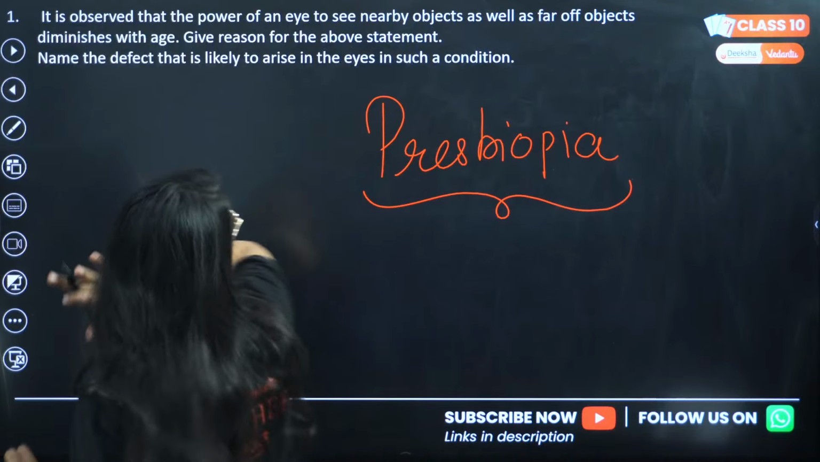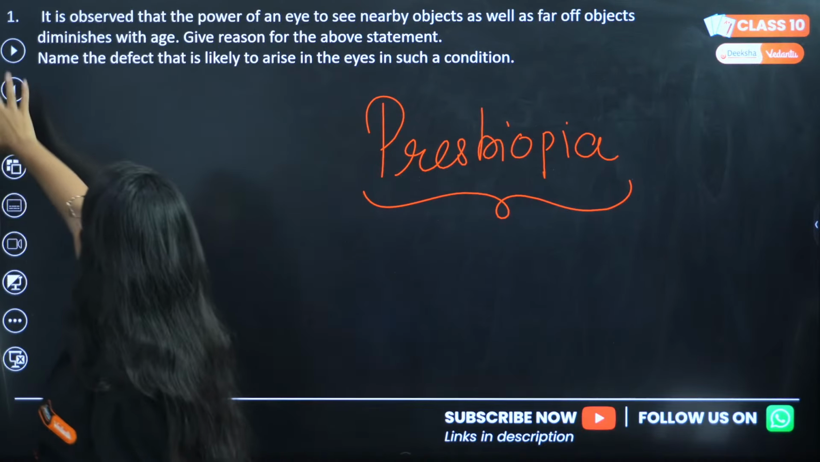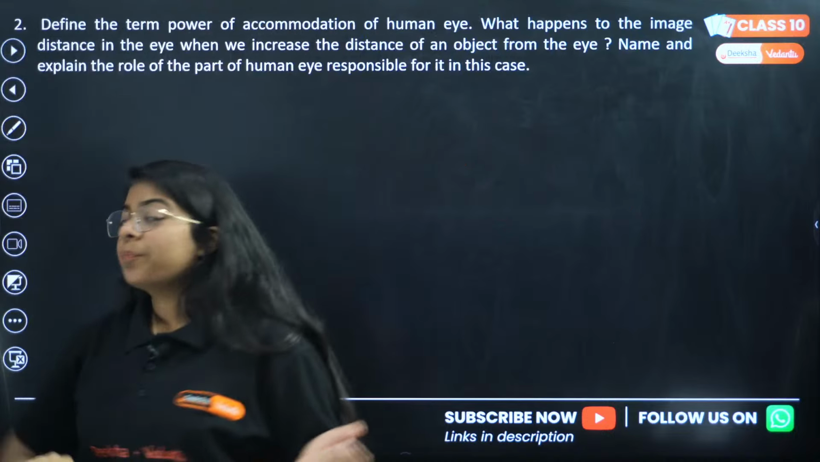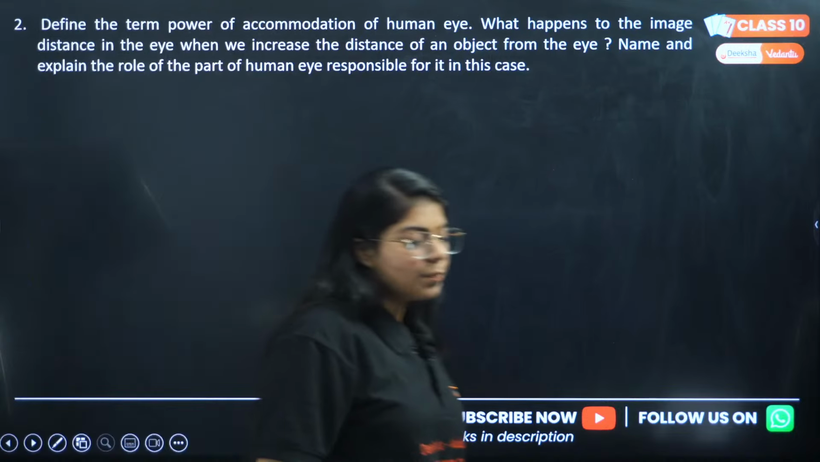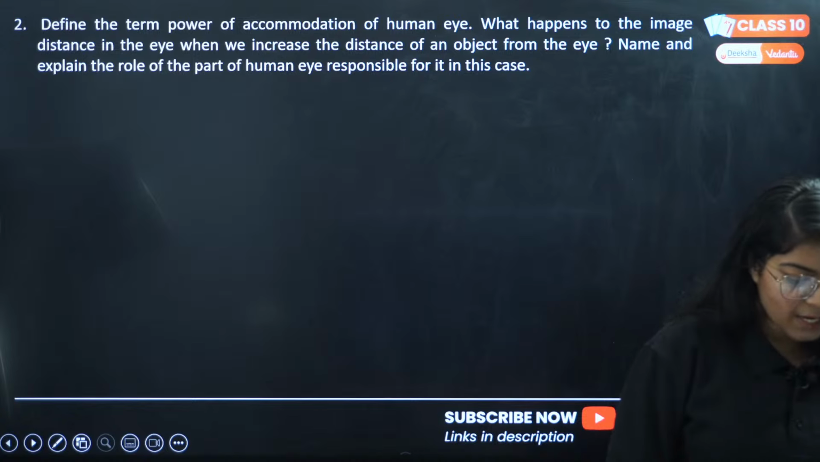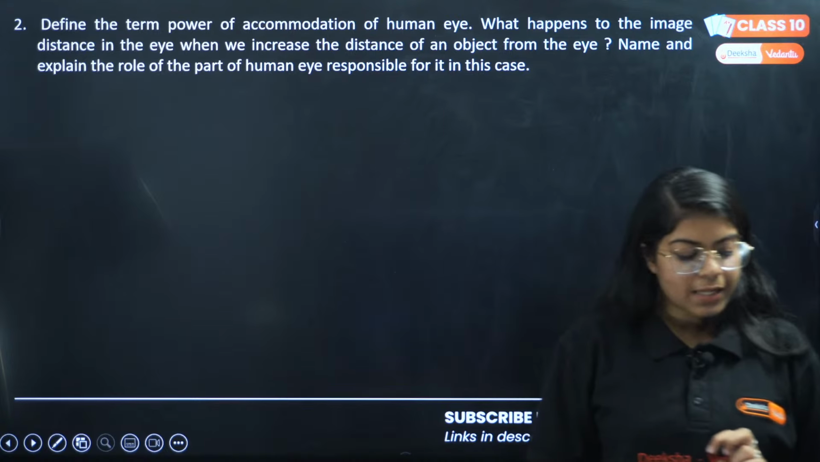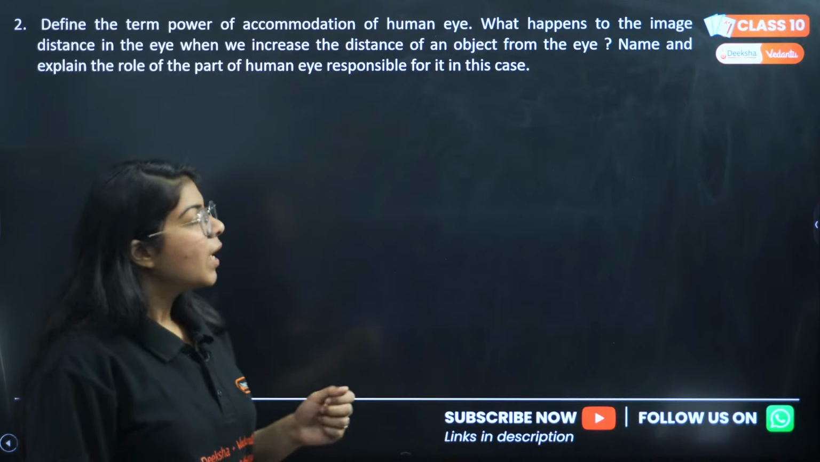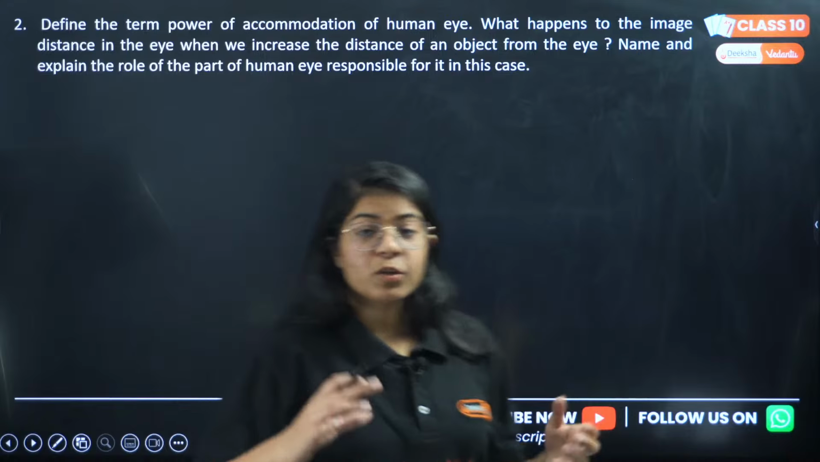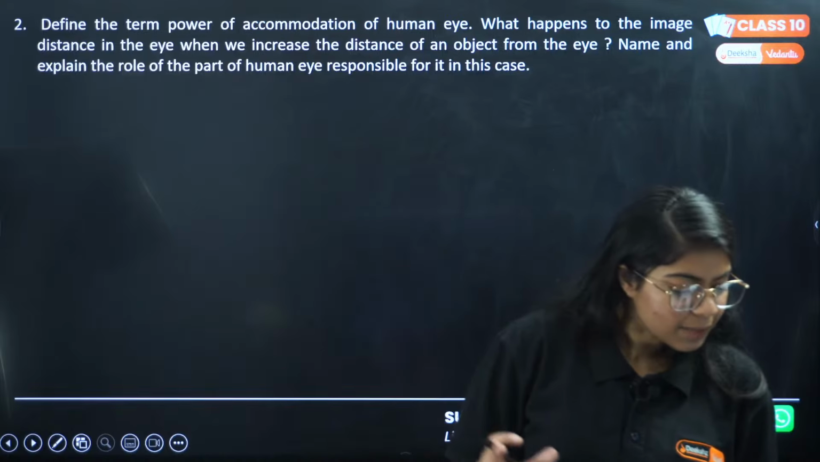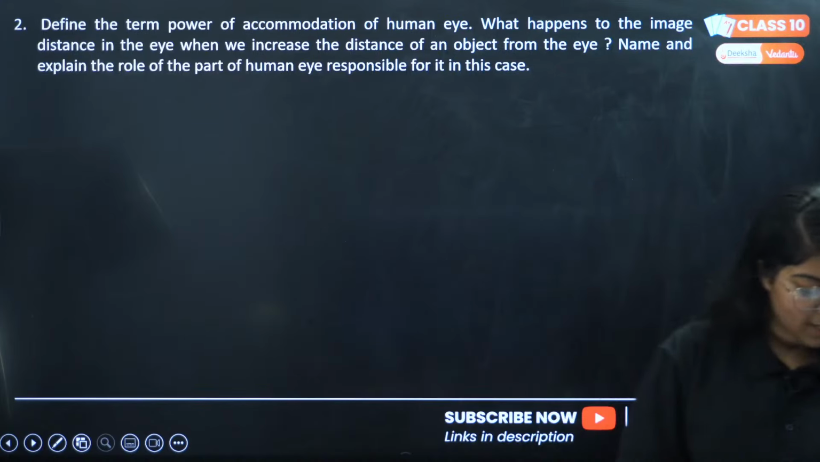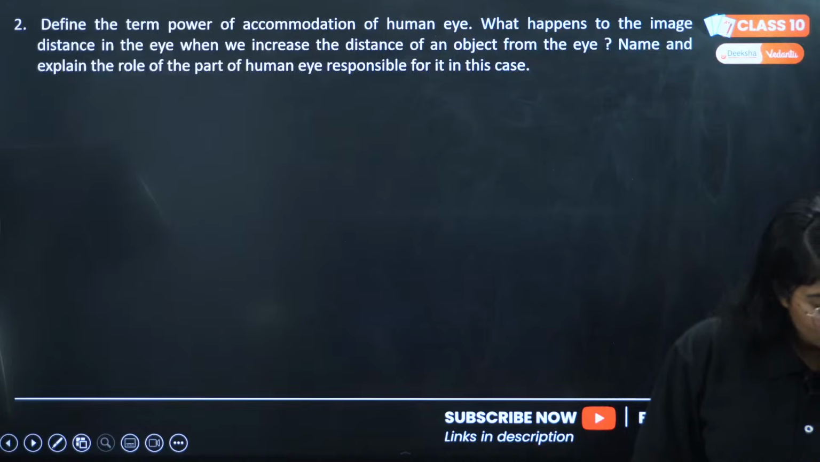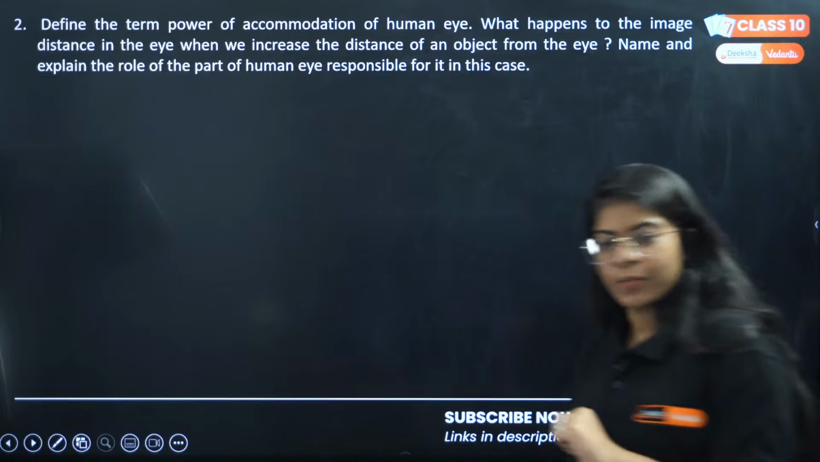Yes, okay, of course. Presbyopia is corrected by using bifocal lenses. Correct, Sanu, very good. Now, can you give me the answer of power of accommodation of eye? Okay, let me just tell you its theory. Power of accommodation of the human eye is basically, yes, we have got the answer. The capacity of the lens to change its focal length as per need is called power of accommodation.